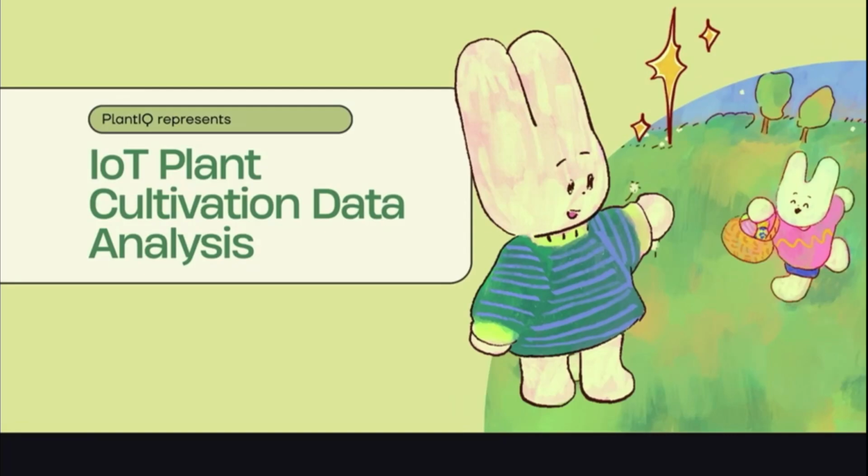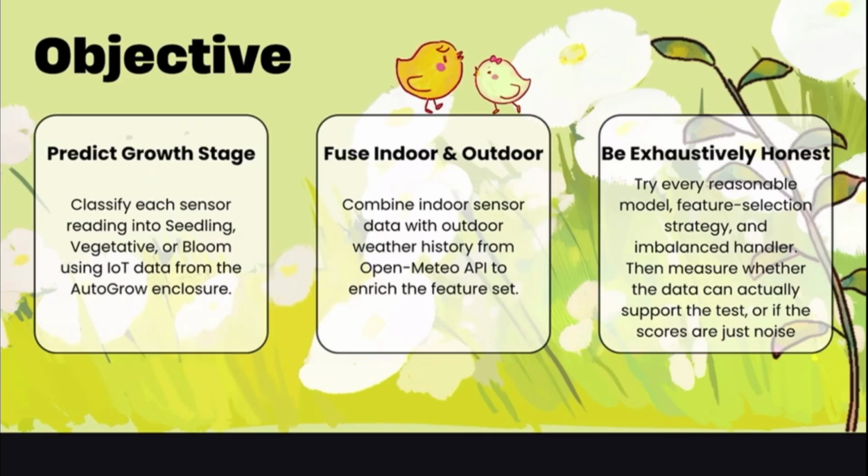Good evening. Our project is called AutoGrow, an IoT plant cultivation data analysis system. The core question we try to answer is, can a machine learning model automatically detect what growth state a plant is in, just from sensor readings, without anyone physically checking it? So we had three goals.